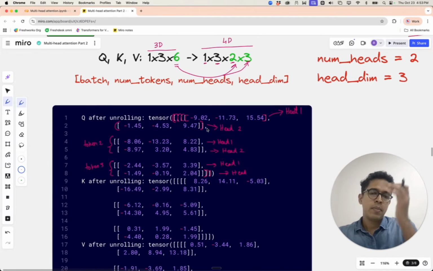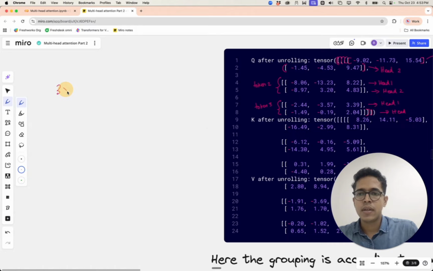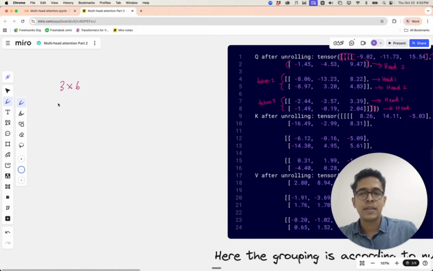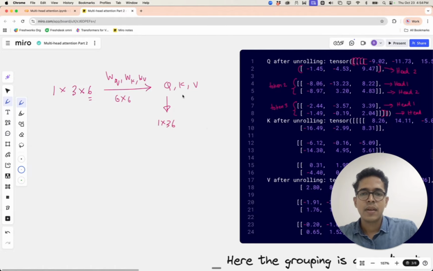Okay, so let's take a step back. Let's see what all we have done so far. We defined input tokens. We had 3 tokens of each dimensionality 6. We said it also has a batch dimension, which will be 1 by 3 by 6. Then we said we want to convert this into Q, K, V using WQ, WK, and WV. And we said the output dimensionality finally should be same as input dimensionality, which is 6. So each of these were 6 by 6 matrices, which means my query will be now 1 by 3 by 6. Key will be 1 by 3 by 6. Value will also be 1 by 3 by 6.